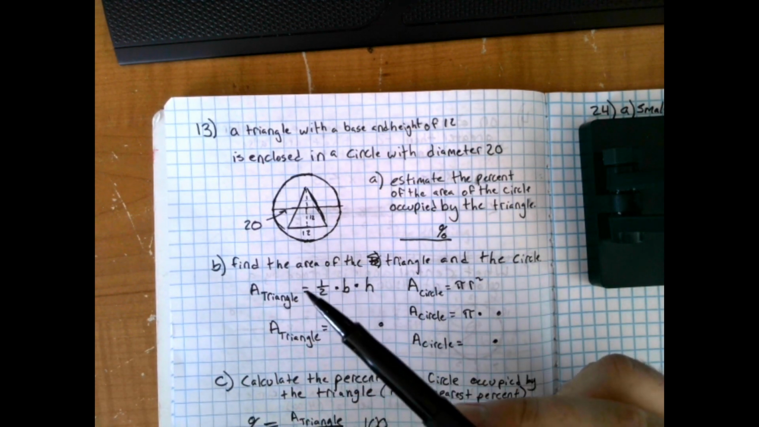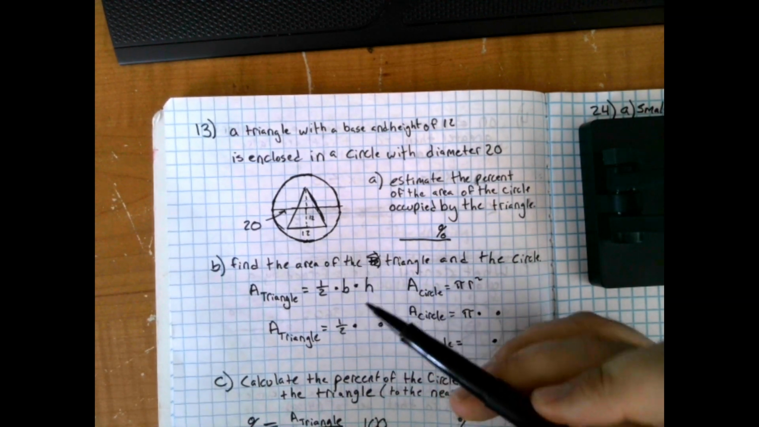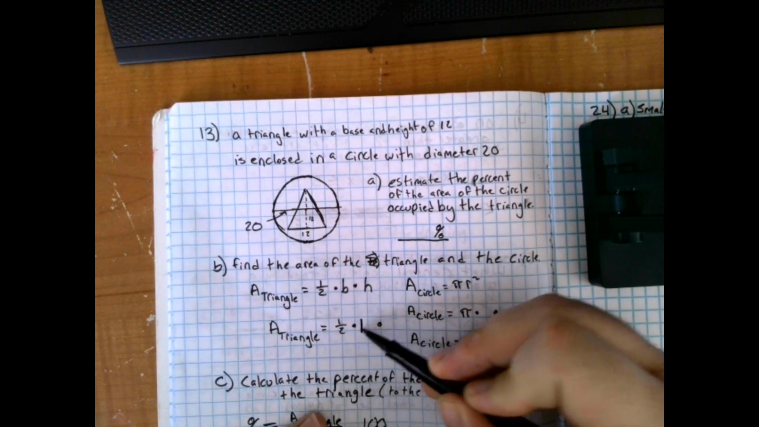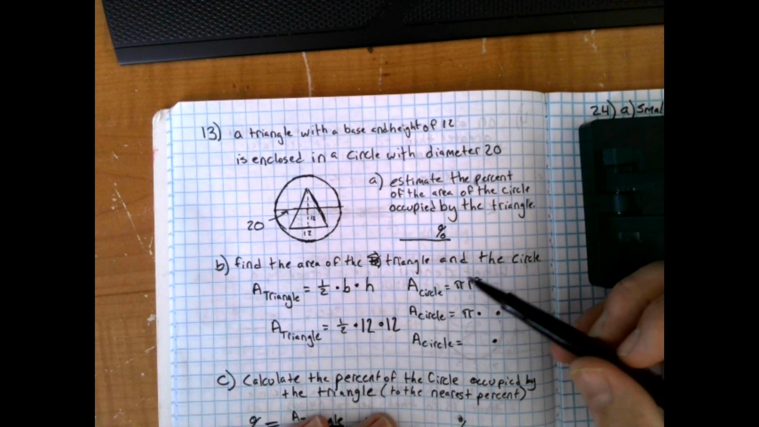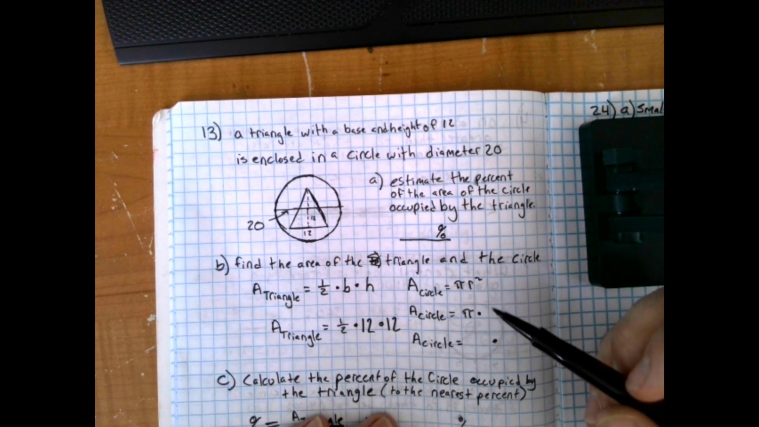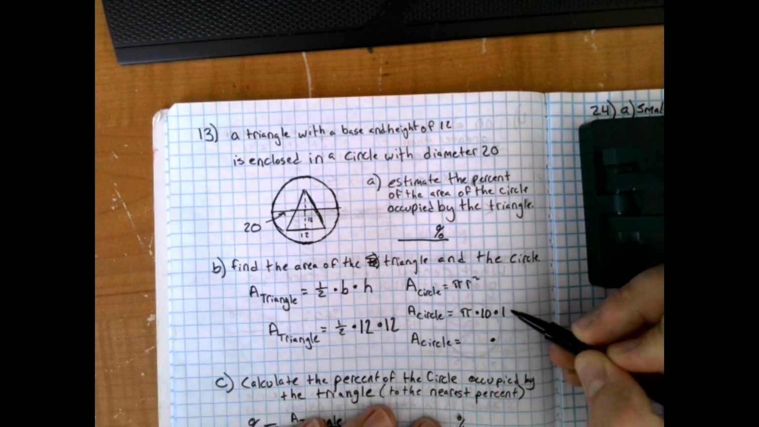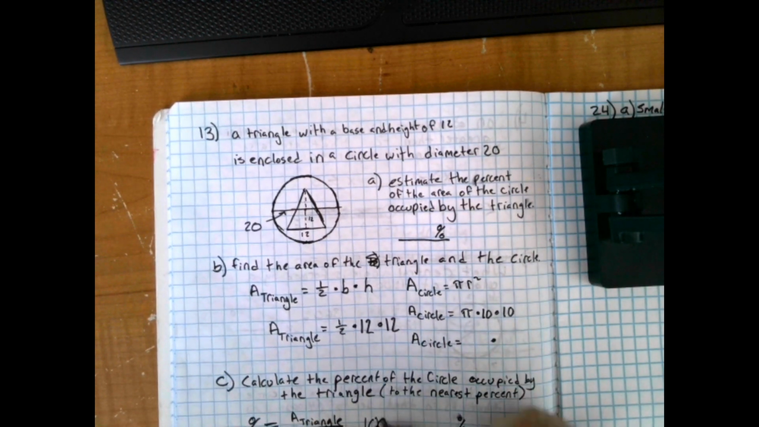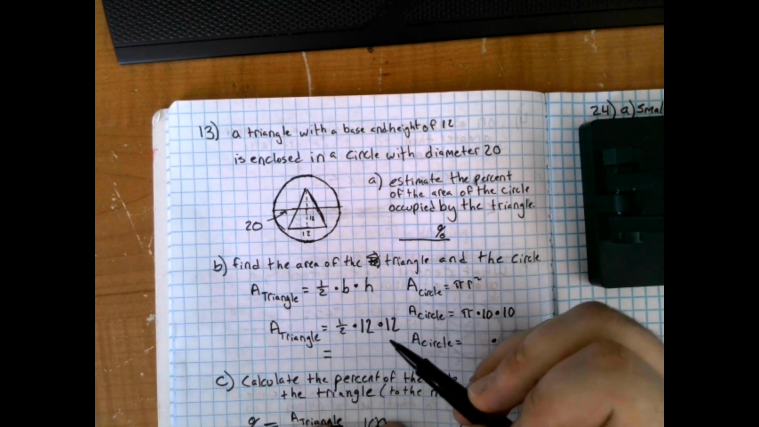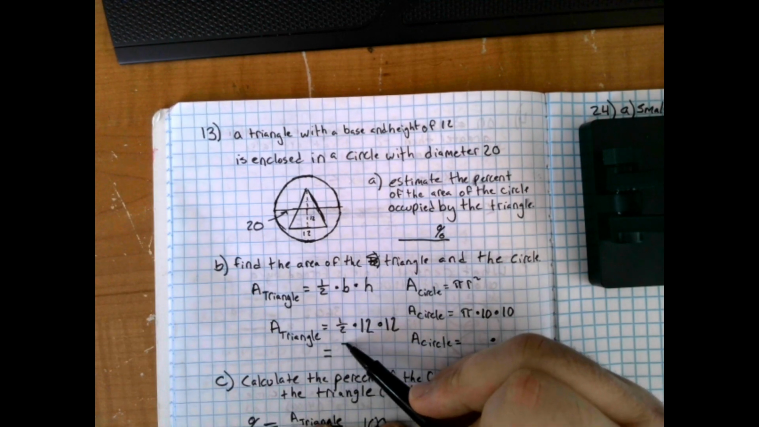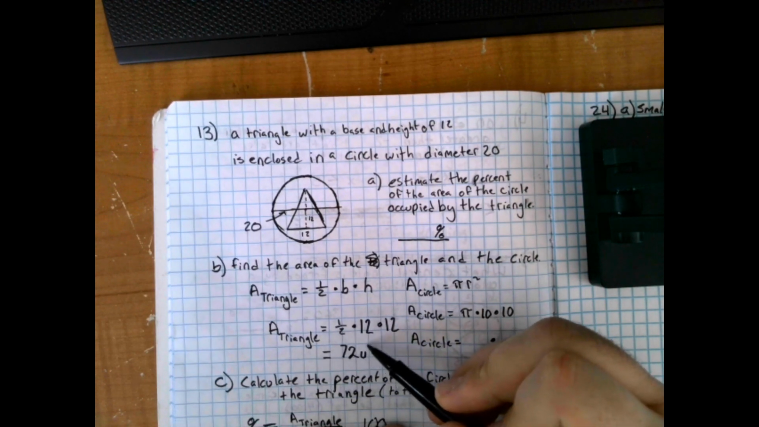Now, for portion B, it says find the area of the triangle and the circle. Now, the triangle has a base of 12 and a height of 12. The circle, we find the area of a circle with radius. It has a diameter of 20. Remember though, that the radius is half of the diameter. So we're going to have pi times 10 times 10. Going over to the area, 12 times 12 is the same as 12 squared. You should know what number that is, and half of it would be 72. And this would be in square units.